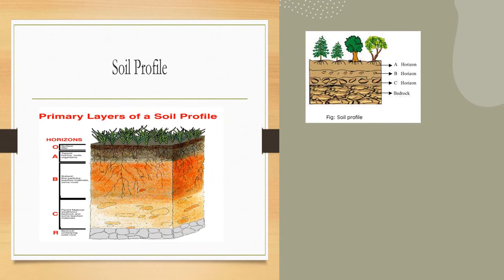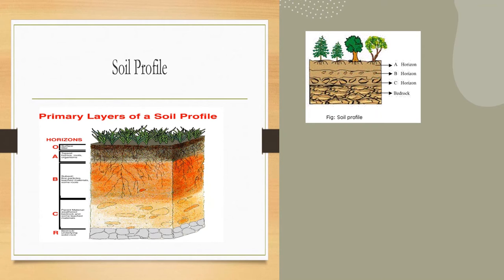Now these layers, they are called horizons, as A, B, C horizon and bedrock. Bottommost is the bedrock. Whereas the O horizon and A horizon form the topmost soil, which contains humus and plant growth. So they are called topsoil. And then B horizon, C horizon, and bedrock.